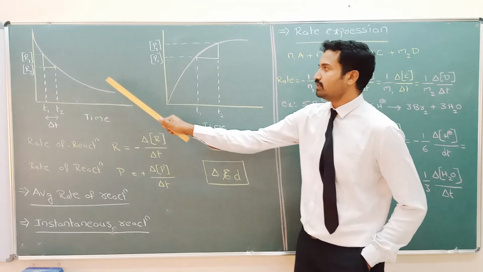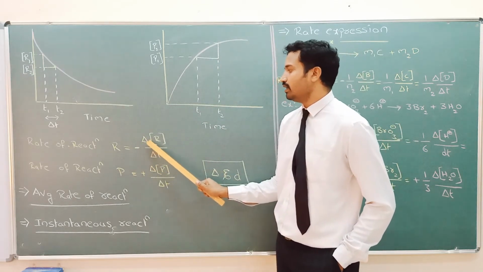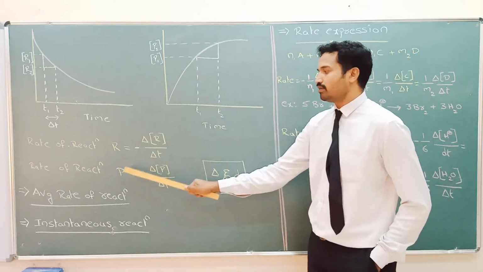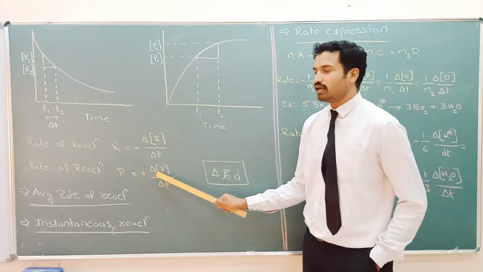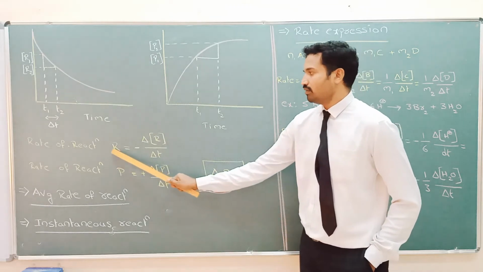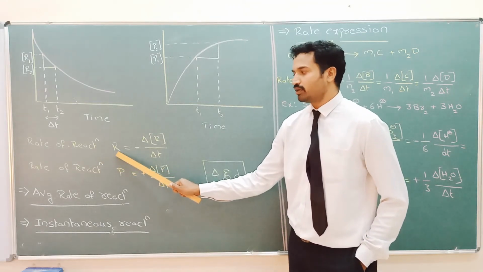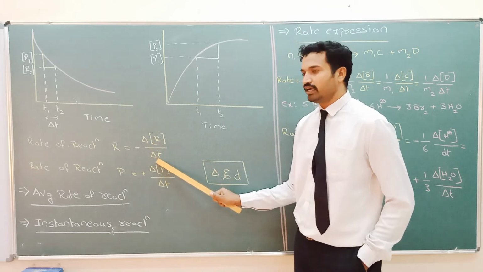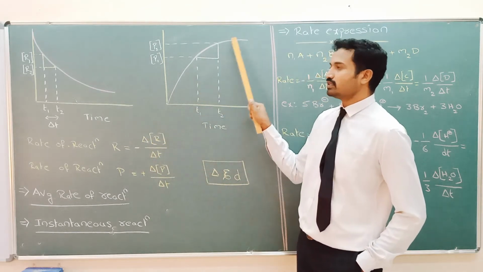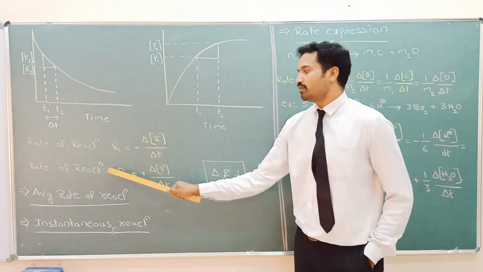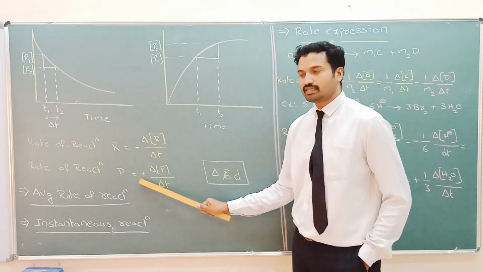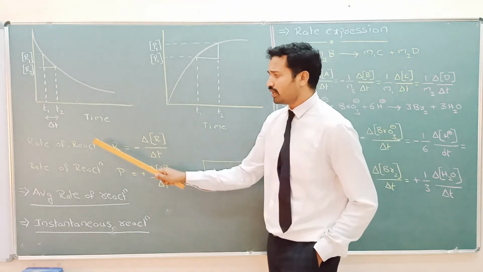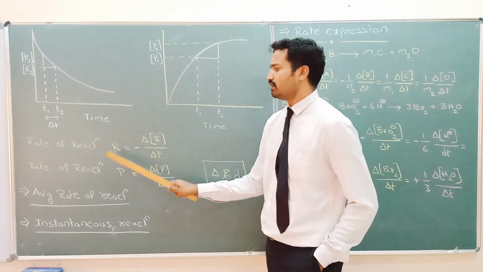So this one is minus delta R by dt. For this one, product, with respect to the product, rate of reaction is plus delta P by dt. Here, the rate of reaction with respect to the reactant is minus delta concentration of reactant by dt. Here product concentration is increasing, so rate of reaction with respect to the product is plus delta P by dt. This is about rate of reaction with respect to the reactant, rate of reaction with respect to product.